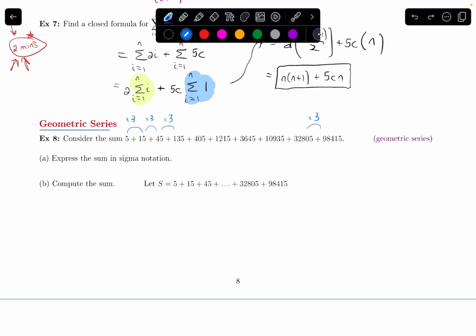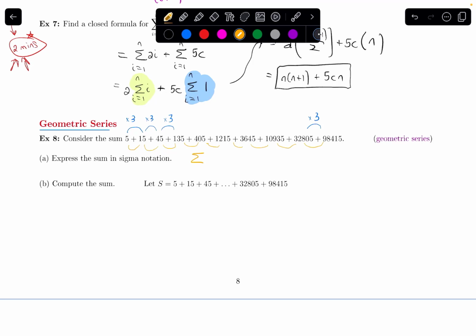Okay, so in sigma notation, I know I'll have my sigma. And what I'm noticing is all of these terms start with 5, and then they're multiplied by a bunch of 3s. To get 15, I multiply by one 3. To get 45, I multiply by two 3s. And if I keep counting like this, it would be 3, 4, 5, 6, 7, 8, 9. Nine total 3s have to get multiplied to get the last term.